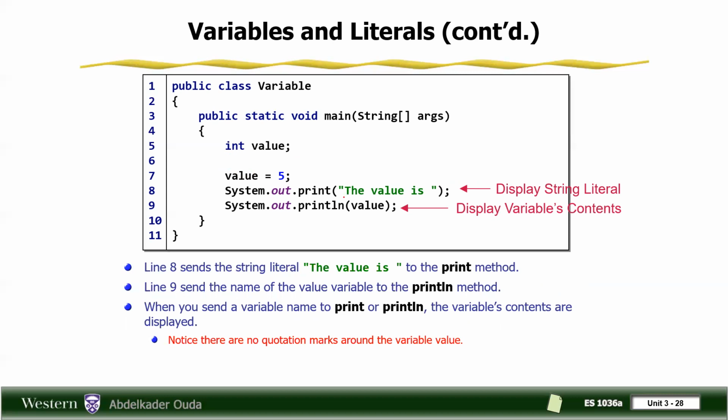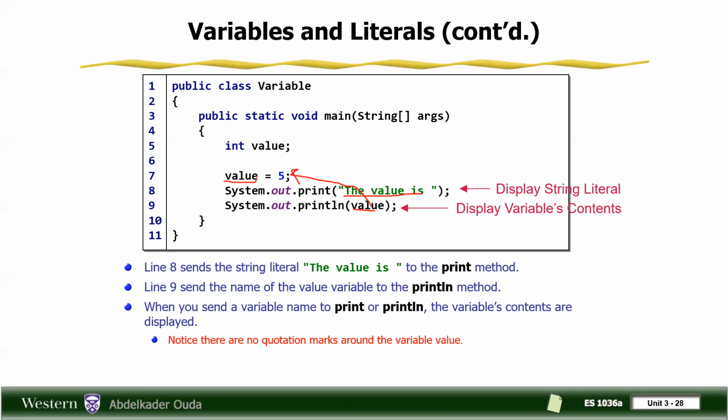Here, it will show string literals and display the variable's content. Print line value will print 5, the value of the variable. Line 8 sends a string literal, which is the text to be printed. Then line 9 sends the variable name value to the println method. When you send the variable name to print or println, the variable's contents are displayed. So the content of value will be displayed.